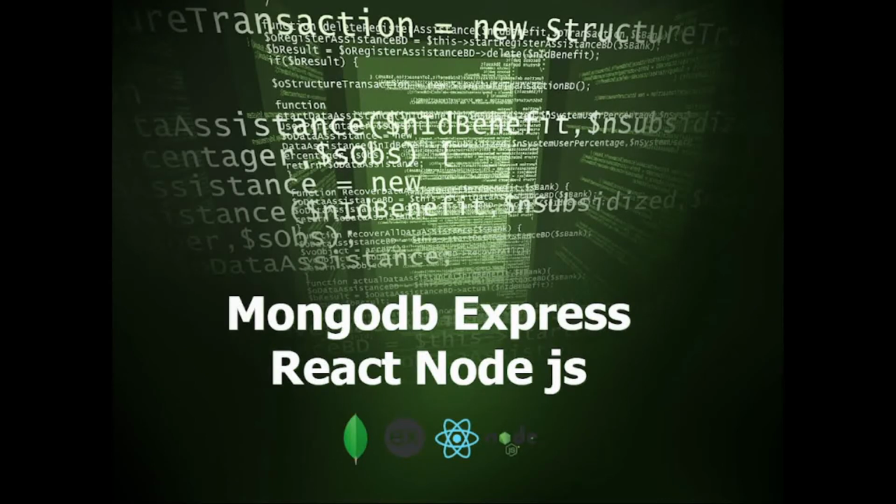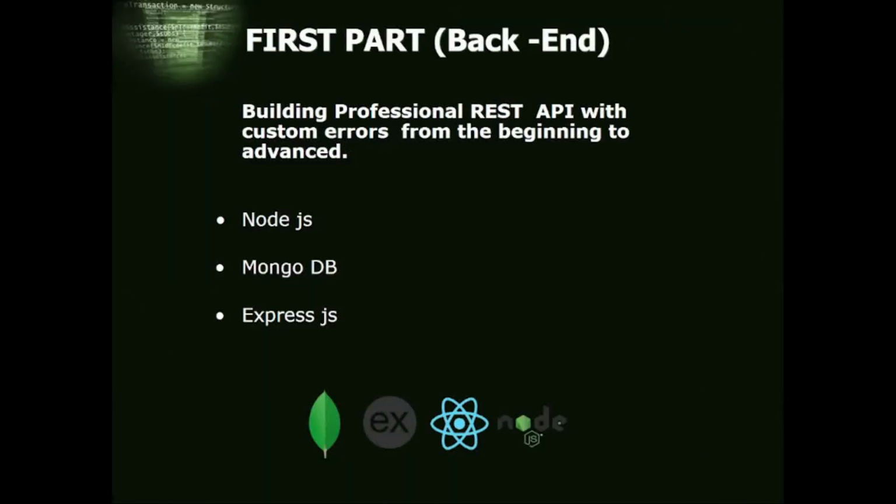MERN stands for MongoDB, Express, React, and Node. In the first part of our application, we're gonna teach you how to build professional REST API with custom errors from the beginning to advanced. In our backend part, we will use node.js, MongoDB, Express.js.